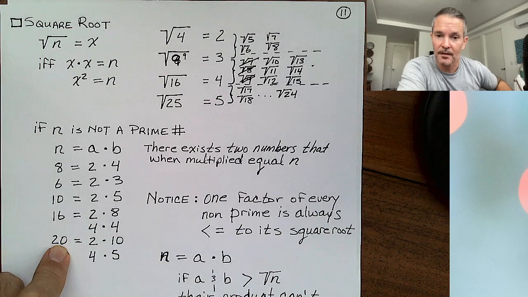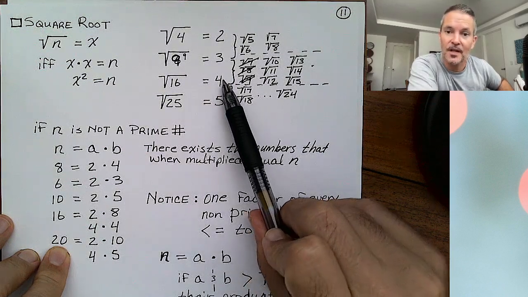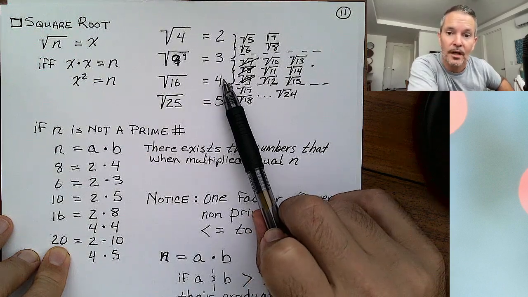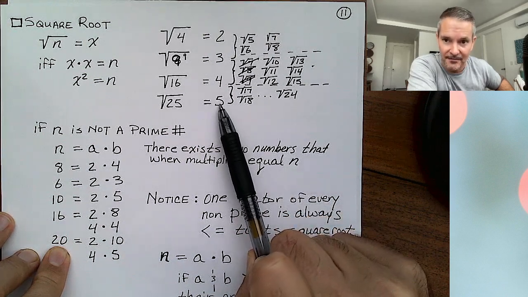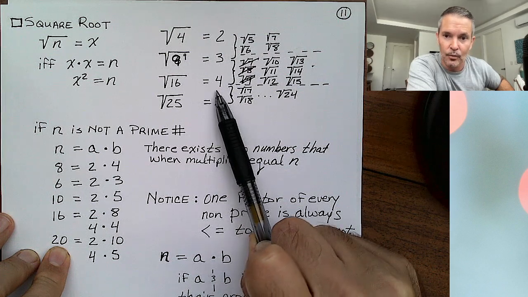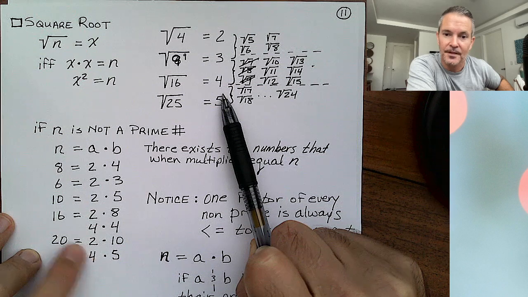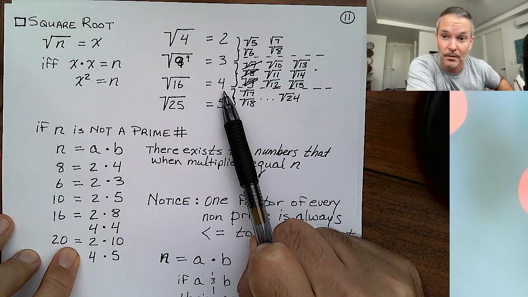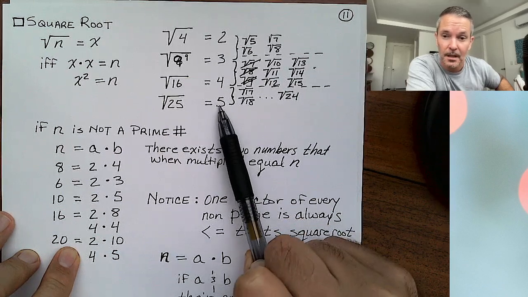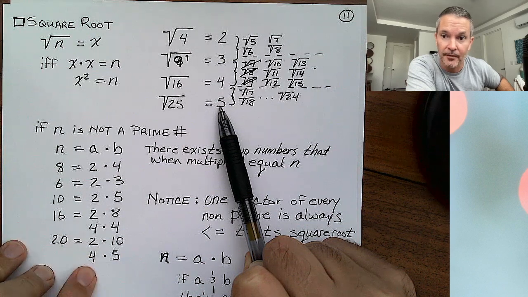Let's look at 20. What's the square root of 20? Well, I don't know exactly what the square root of 20 is, but I know that it's somewhere between 4 and 5. It has to be greater than 4, less than 5. Okay? So what does that mean? It means if there's any number that's going to go into 20, it's going to be less than or equal to 4. Okay? So here we see 2 and 4.